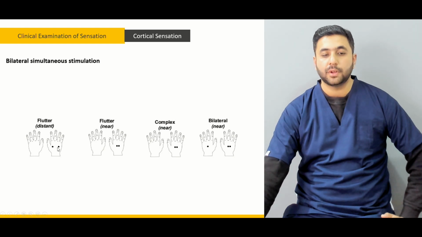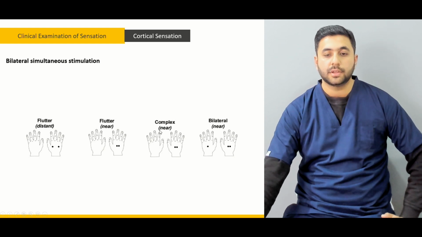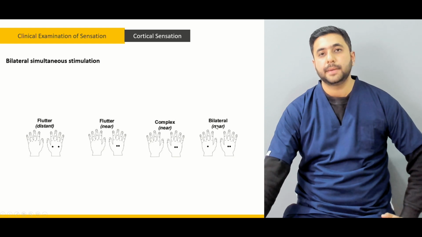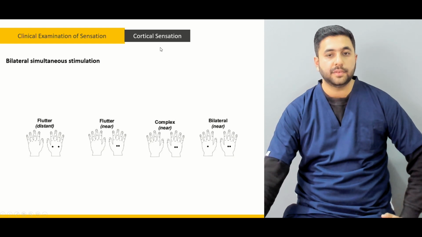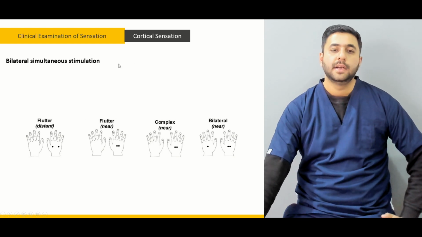It can either be on the same side, and the same sides are generally classified as either distant, near, or the complex near pathway, which are very close to each other, or we can classify them as bilateral, and we can check them on both sides as well. So this bilateral simultaneous stimulation is another way to check for the cortical sensations, and this gives us an idea of functioning of the cortex in both cerebral hemispheres.